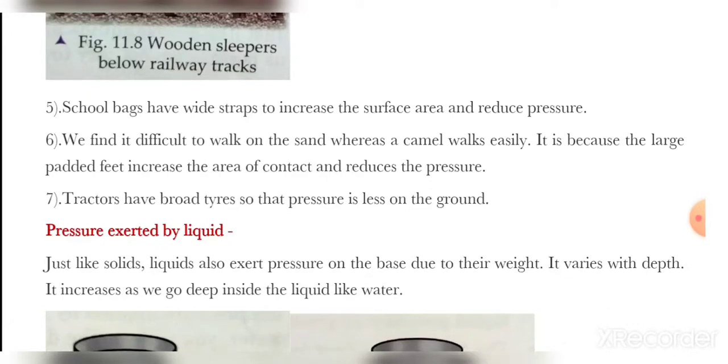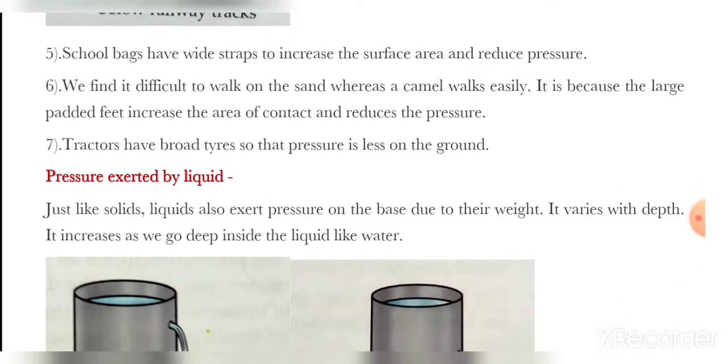Next is seventh one, tractors have broad tires so that pressure is less on the ground. Tractors have broad tires because the weight of a tractor is very much. So if the tires are broad, then the surface area will increase and as a result the pressure will decrease.